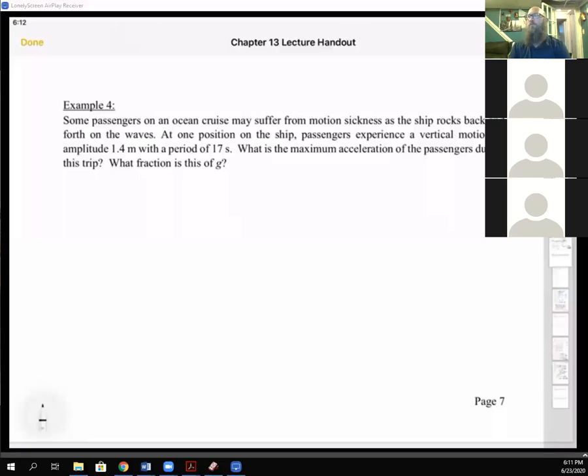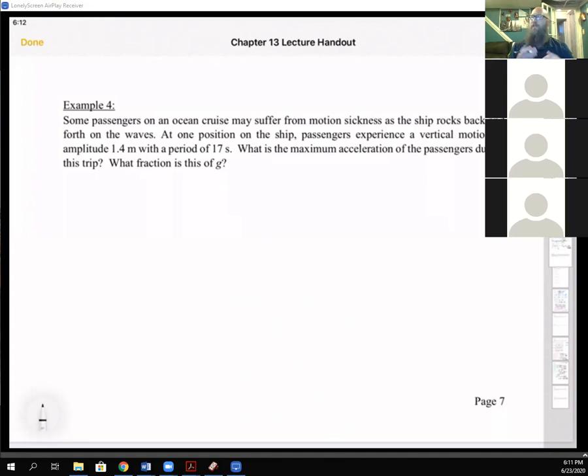As example number 4, some passengers on an ocean cruise may suffer from motion sickness as the ship rocks back and forth on the waves. At one position on the ship, passengers experience a vertical motion of amplitude 1.4 meters and period of 17 seconds. What is the maximum acceleration of the passengers during this trip?